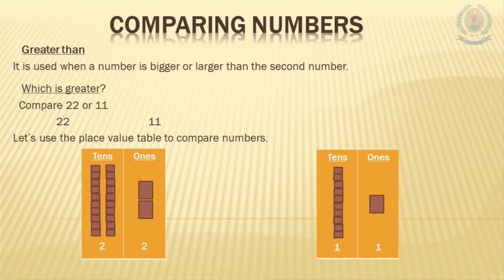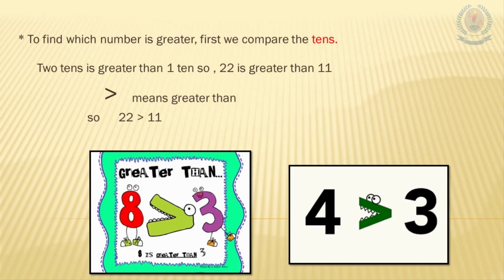In number 22, there are two tens. And the other number is 11. In that number, you can see in the place value table, I have shown only one ten. As I told you, to find which number is greater, first we compare the tens. It is clear that 2 tens is greater than 1 ten. So 22 is greater than 11.